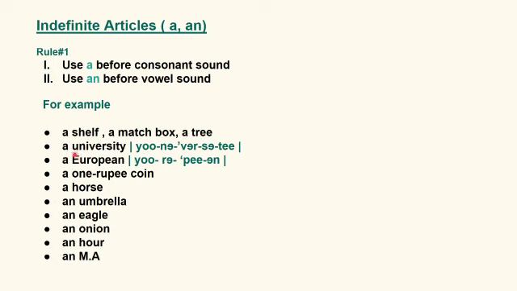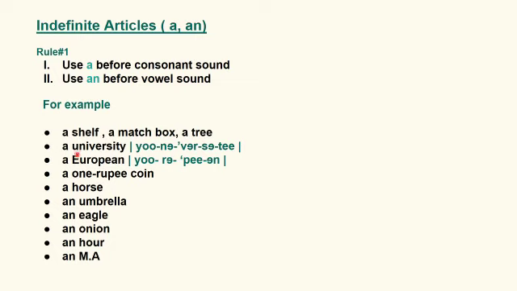Then a university. University, there is U sound. This is a consonant sound, but this word starts with a vowel letter. A university, U sound. A European, this is also U sound, but it starts with a vowel letter. A one rupee coin, one has a w sound, so we use a one rupee coin. A horse, ha sound, so we use a horse.